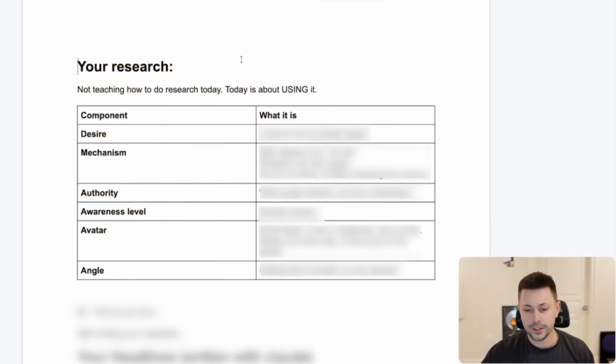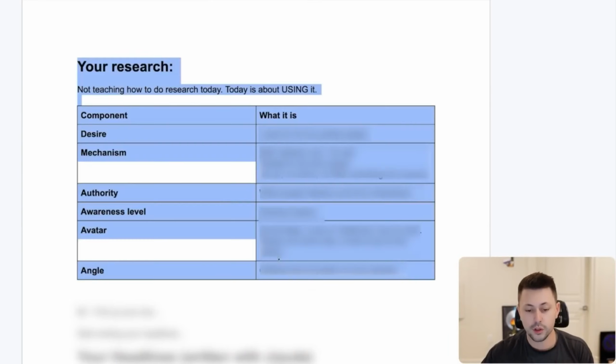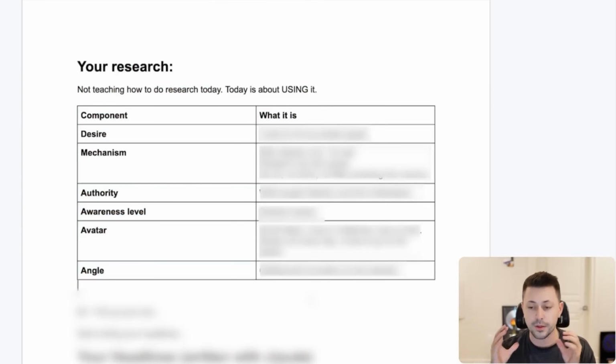And now, depending on what your research looks like, the first step that you need to do is organize that research before you start to build your ad. And so what I've done here is I've laid out essentially these 6 components of what you need to think about when you're writing ads.